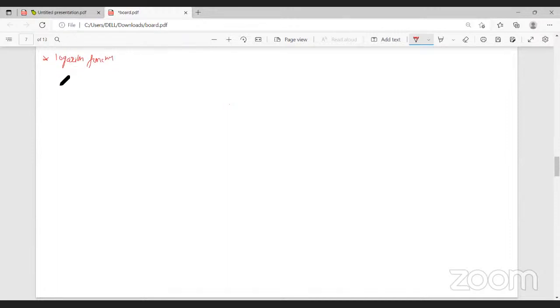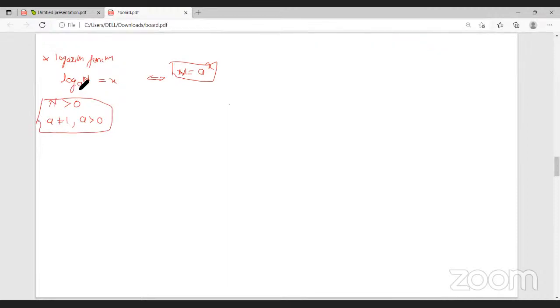Basically, it is the inverse of the exponential function, right? So if I say log of n to the base a equals x, then its inverse will be n equals a to the power x, right? Yes, sir. But we apply some restrictions to this. What are those restrictions? n should be strictly greater than 0, a should not be equal to 1, and a should be greater than 0 also, right? These are the conditions, the restrictions that we apply to the logarithmic function.